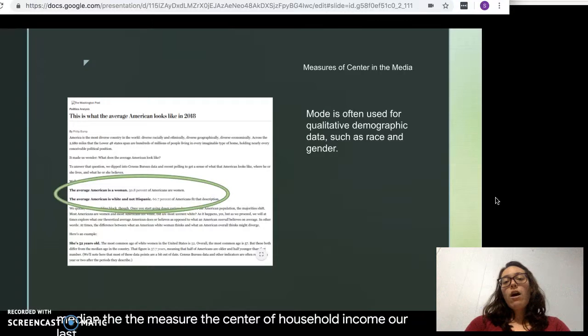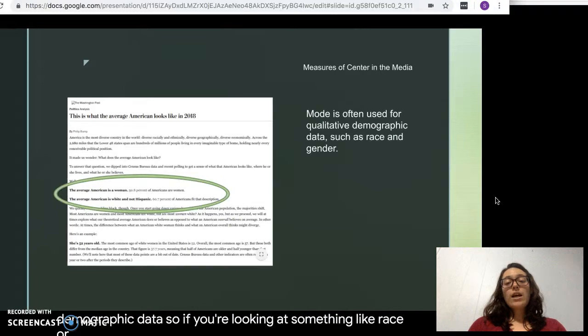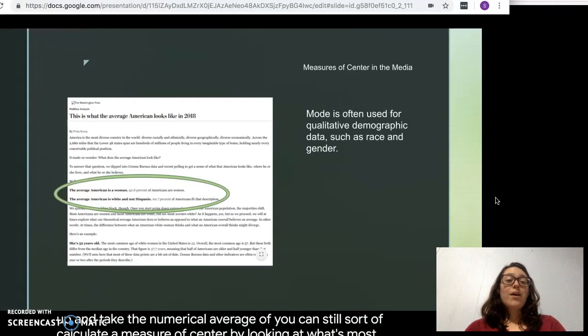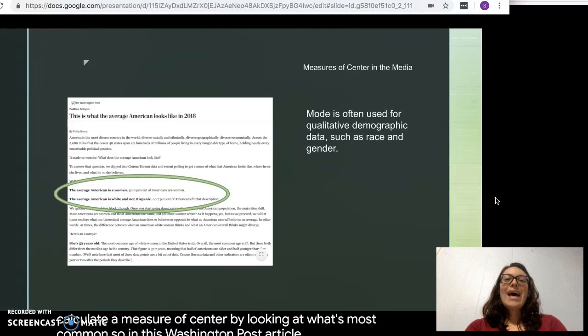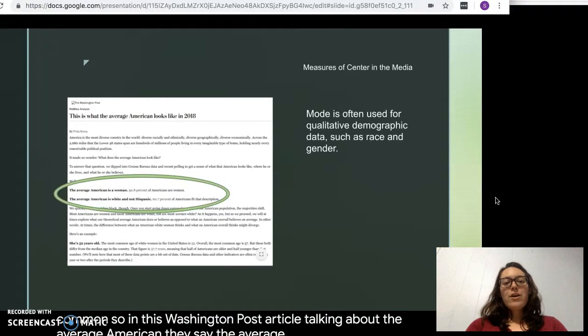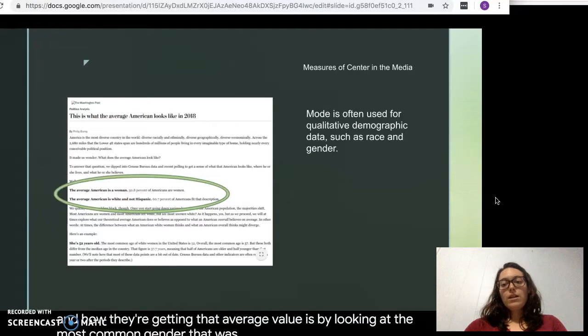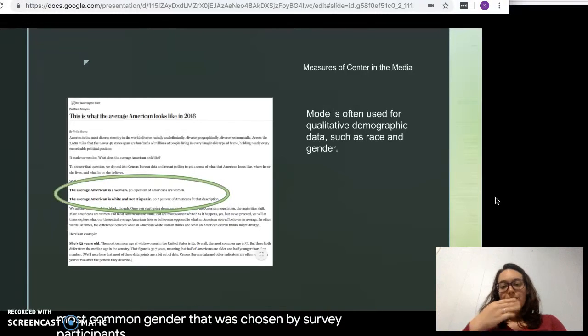Our last measure we often see when we're looking at qualitative demographic data. If you're looking at something like race or gender, that is not something that has a numerical value that you can add up and take the numerical average of, but you can still calculate a measure of center by looking at what's most common. In this Washington Post article talking about the average American, they say the average American is a woman, and how they're getting that average value is by looking at the most common gender that was chosen by survey participants.